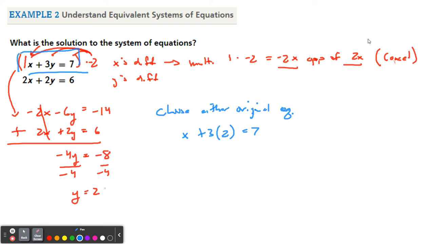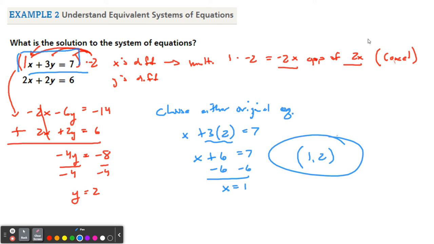Equals 7. I'm going to simplify 3 times 2, that's 6. And then to get x by itself, I'll subtract 6. And x equals 1. So here, your solution is x comma y, 1 comma 2.